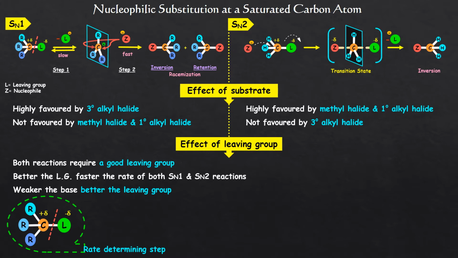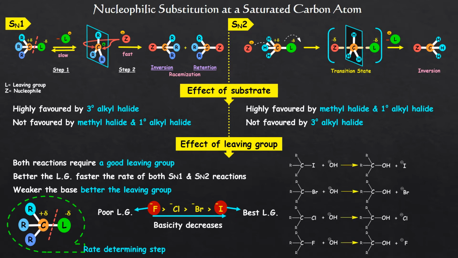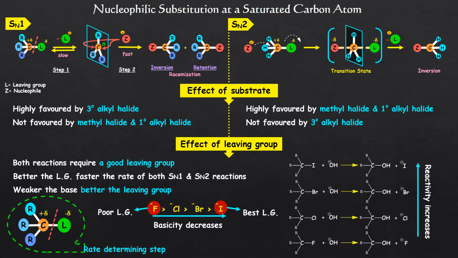If we compare the halides in terms of basicity, then fluoride ion is highly basic and iodide ion is least basic. So we can say that iodide is the best leaving group and fluoride ion is a poor leaving group. So if we allow these alkyl halides to react with hydroxide ions under any of the SN1 or SN2 conditions, then we can compare the rate of the reaction. As fluoride ion is highly basic, it is less reactive, so the rate of this reaction is slow. While iodide ion is a weak base, it is most reactive, so the rate is highest.